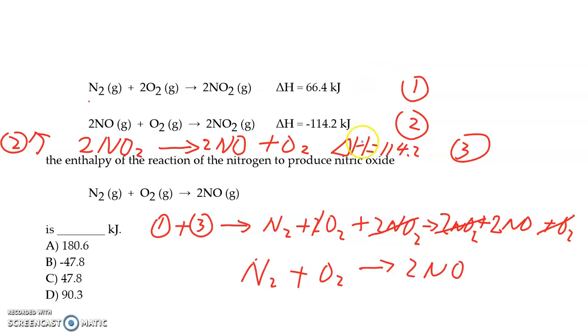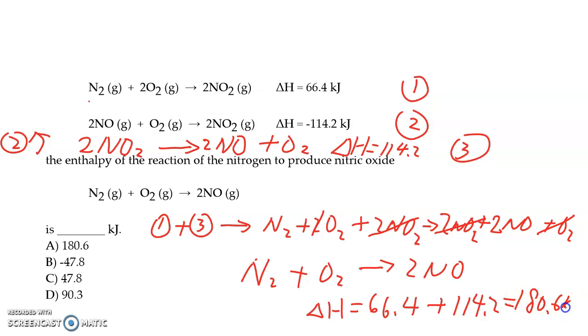Okay, so what happened with the enthalpy, with the heat over here? Because I just add equation number 1 and 3, and therefore delta H will be equal to, from number 1, 66.4 kilojoule. Number 3, that will be equal to 114.2 kilojoule. If I add them together, I will have 180.6 kilojoule. Okay, let's see which one. Oh, this is it. All right.